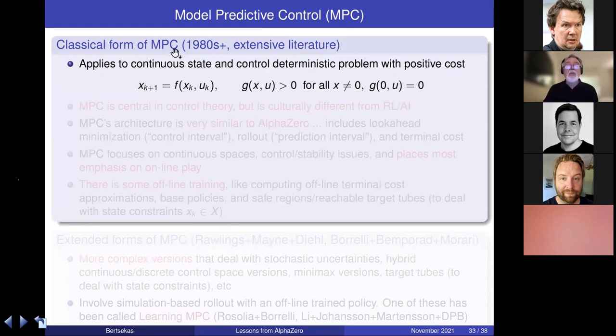The classical form of MPC applies to continuous state and control problems, deterministic problems, with positive cost. So we have a nonlinear system and a cost function that's positive everywhere except at the origin, where the cost is zero. Basically, this encodes our desire to drive the system to the origin and keep it there.